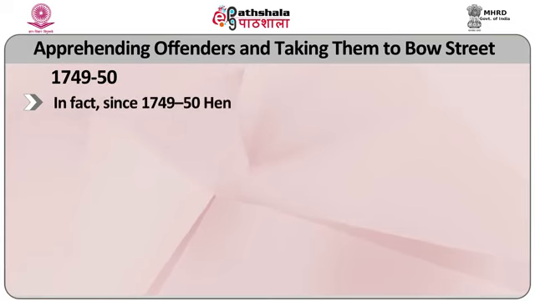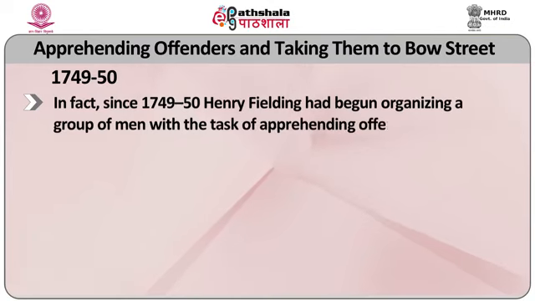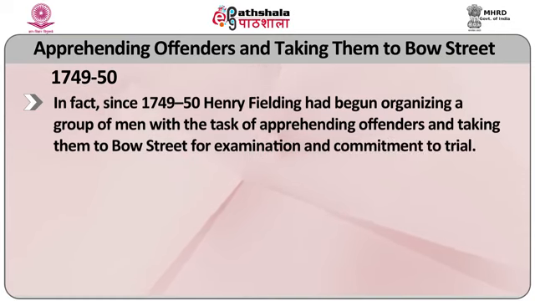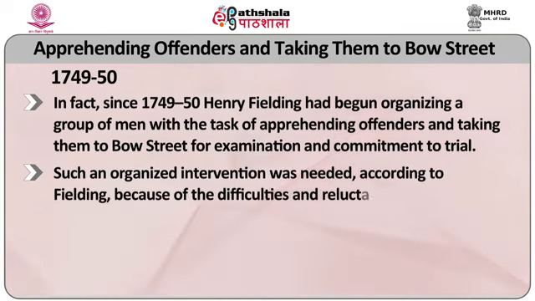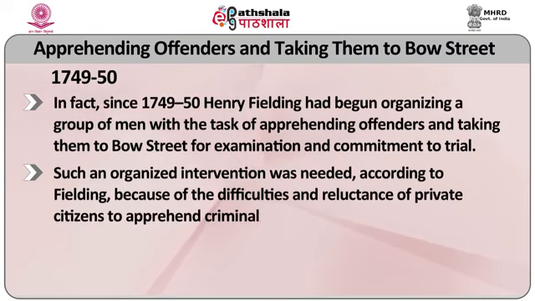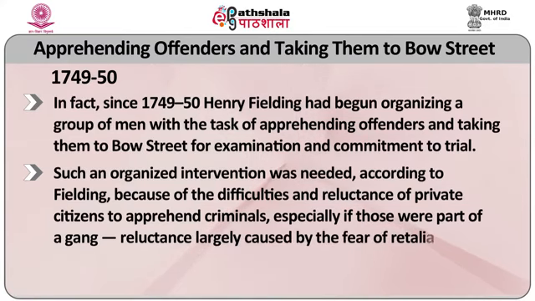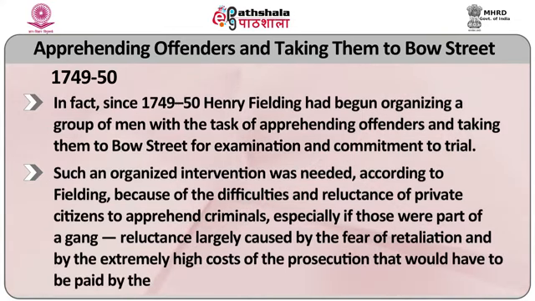In fact, since 1749, Henry Fielding had begun organizing a group of men with the task of apprehending offenders and taking them to Bow Street for examination and commitment to trial. Such an organized intervention was needed, according to Fielding, because of the difficulties and reluctance of private citizens to apprehend criminals, especially if those were part of a gang. Reluctance was largely caused by the fear of retaliation and by the extremely high costs of the prosecution that would have to be paid by the victim of the crime.